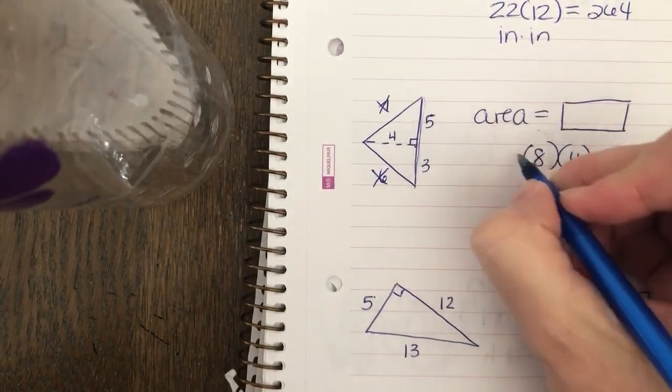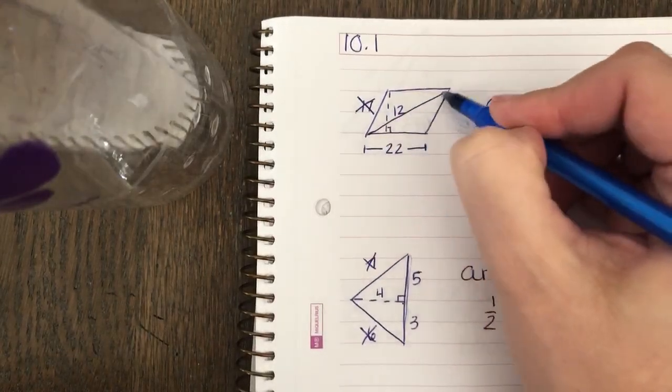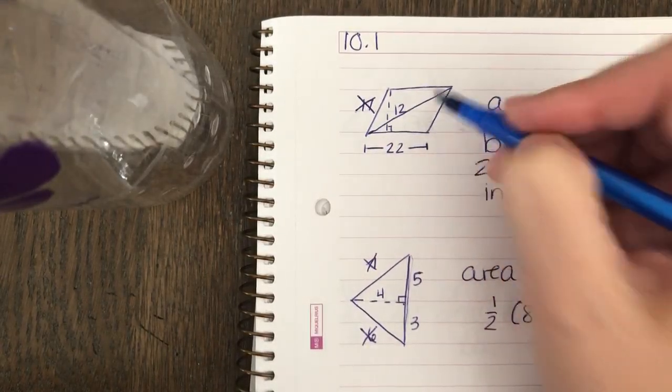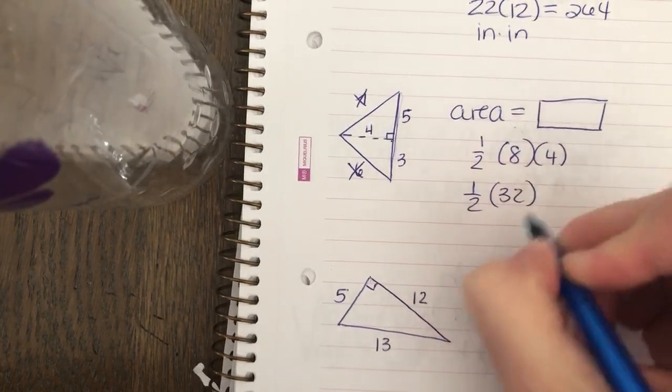And then remember, for a triangle, you're taking half of that. Because if you take half of a parallelogram, you get a triangle. So half base times height, that just means half of 32, which is 16.